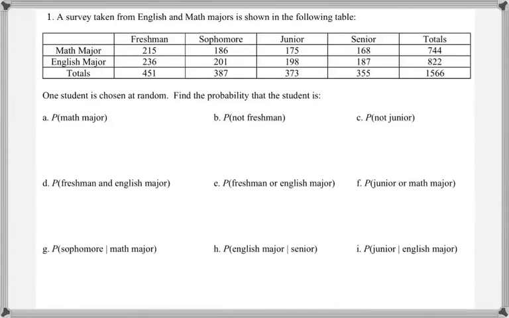A survey taken from English and math majors is shown in the following table. One student is chosen at random. Find the probability that the student is, for part A, a math major.